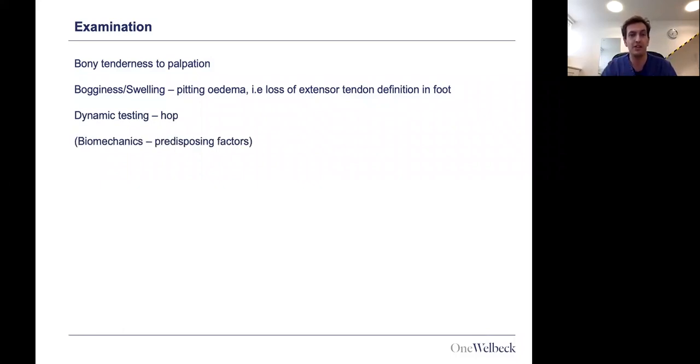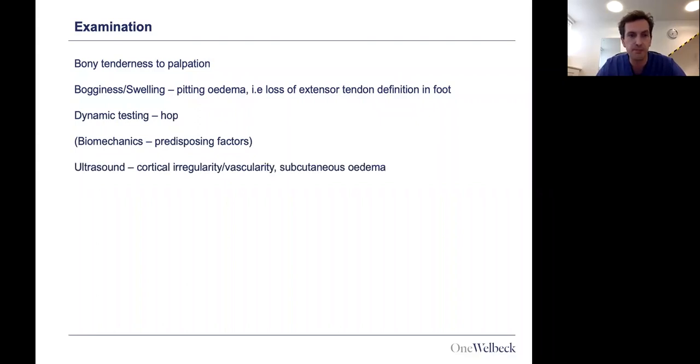Obviously, within a 10-minute consultation, I certainly don't expect you to have a look at the biomechanics in detail, but it's something that we certainly need to consider. Lastly, I'm very lucky. I've got ultrasound machines in all of my clinic rooms. And what I will tend to look at, particularly with the superficial bones, so the metatarsals and the tibia, is there a little area of bony irregularity, cortical irregularity overlying the area of maximal tenderness? Is there some associated vascularity or increased blood flow along the periosteum? And is there subcutaneous edema? All of which is going to make me slightly more suspicious that there is a bone stress injury.